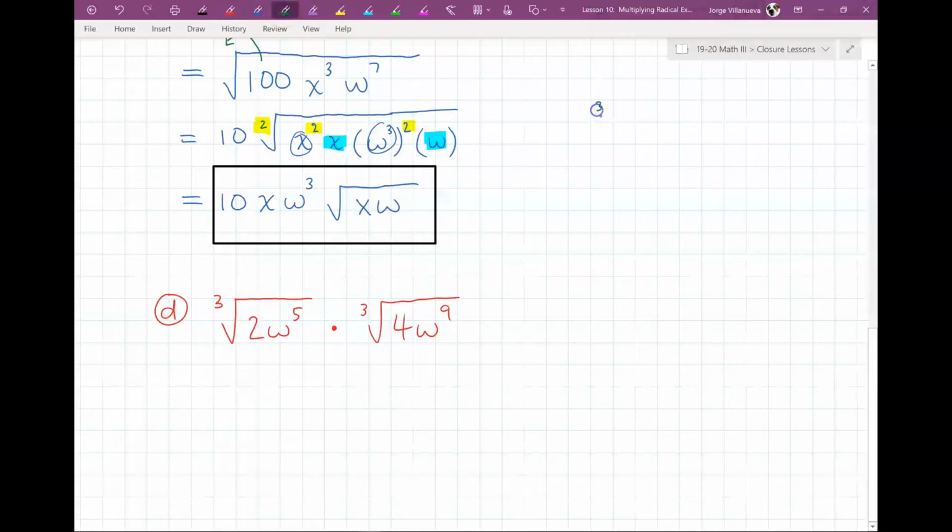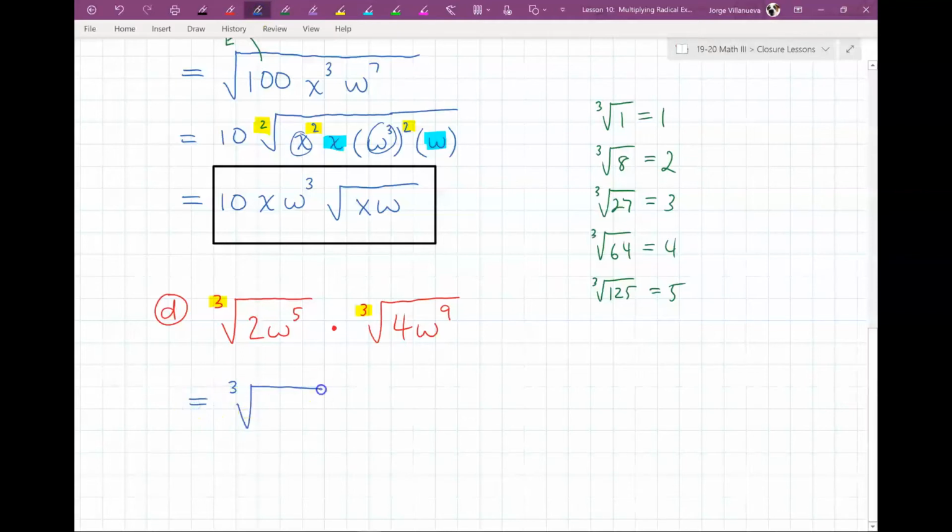Maybe I can write some of these down for you guys here. So the cubed root of 1 is 1, cubed root of 8 is 2, the cubed root of 27 is 3, the cubed root of 64 is 4, okay, cubed root of 125, we'll just go up to 5, is 5. Those are like the most common ones. All right, so let's see. What I'm going to do here, since they both do have the same index, I'm just going to multiply straight through. Okay, so this will become a cubed root of 2 times 4 is 8.